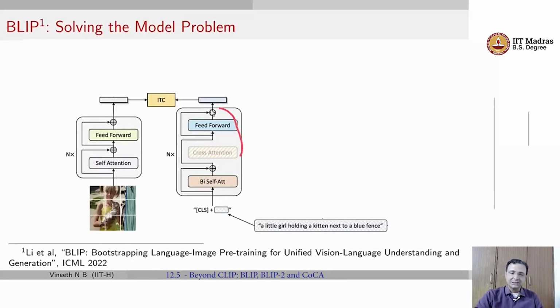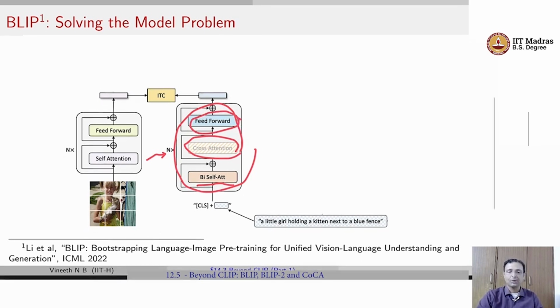Now this BERT text encoder has bidirectional self-attention, which means the self-attention goes on either side of a given token in the sentence. There is no cross-attention component here because there is no image feeding into the text encoder at this point in time. So there is just a feed-forward layer a little later in the transformer, and you have a final embedding that comes out of the transformer.